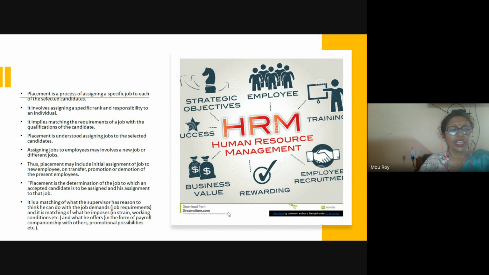Now, during the induction process, organizations may provide orientation sessions, various training programs and mentorship to help the new employees settle into their role and become productive quickly, because productivity is very important for an organization.